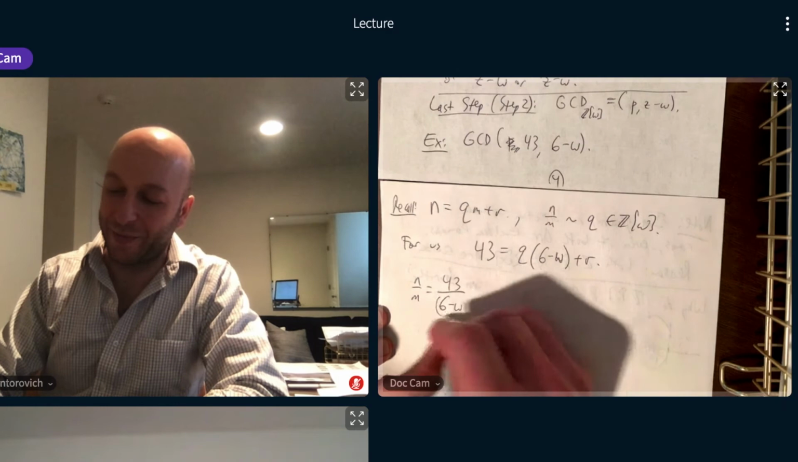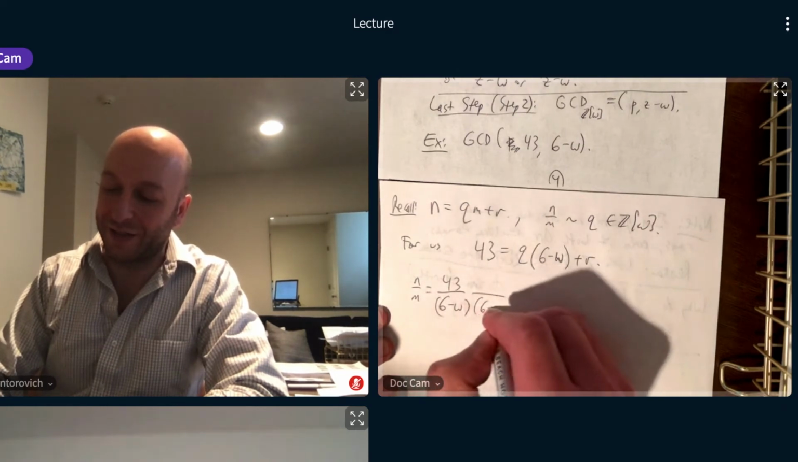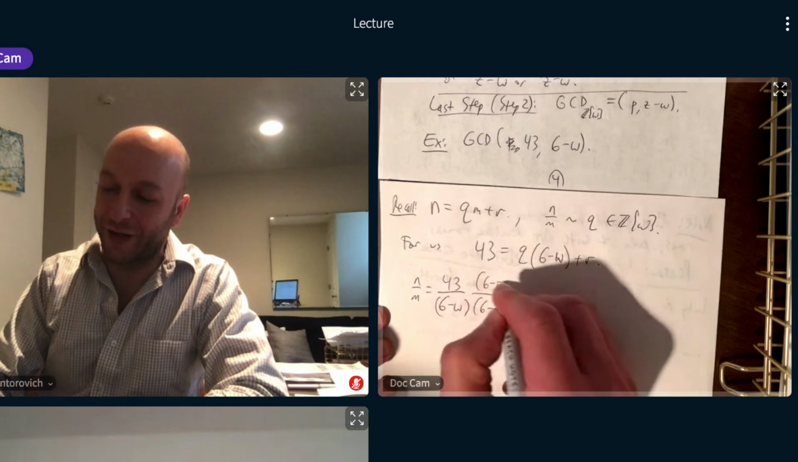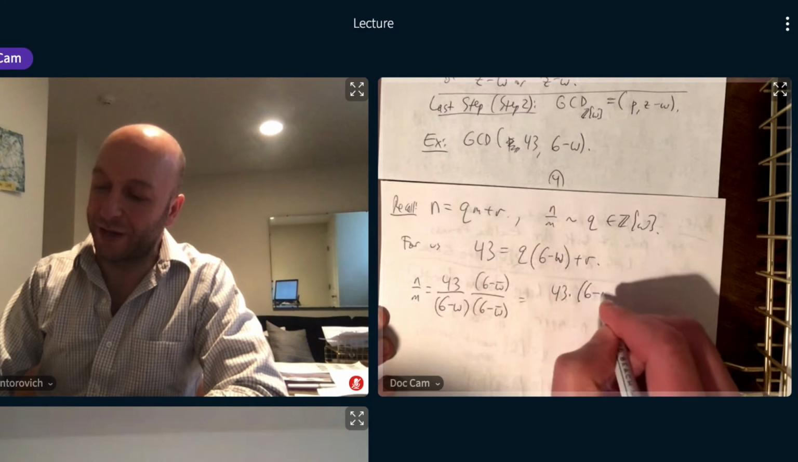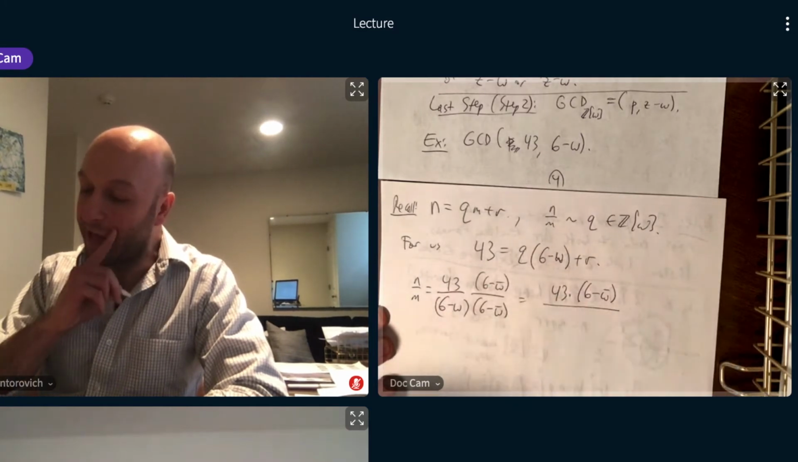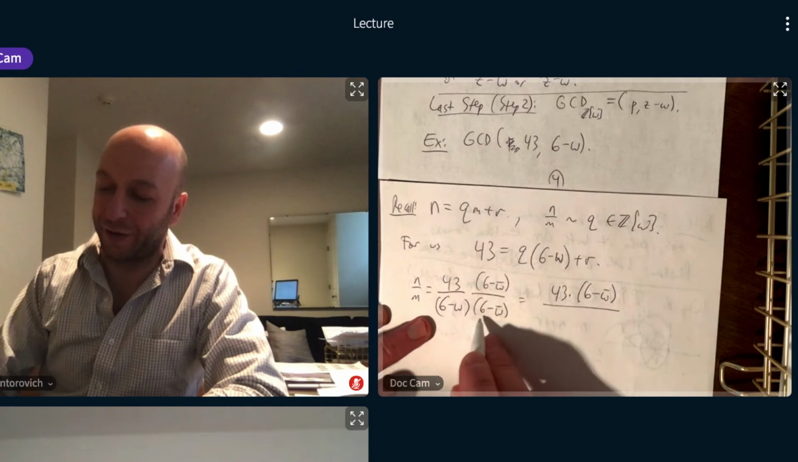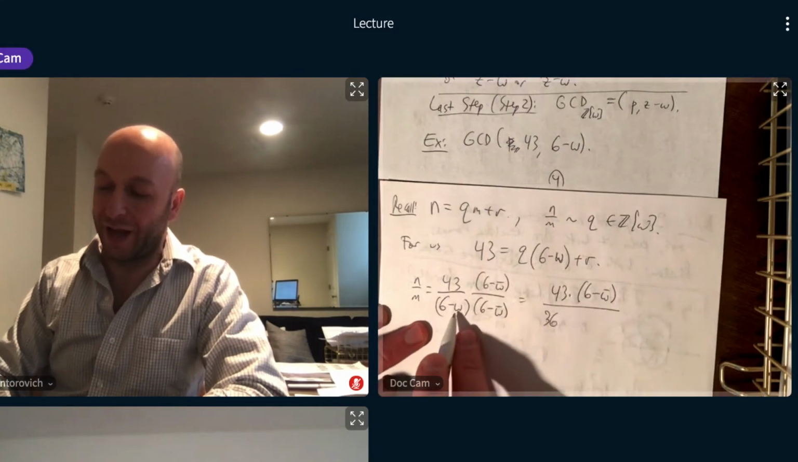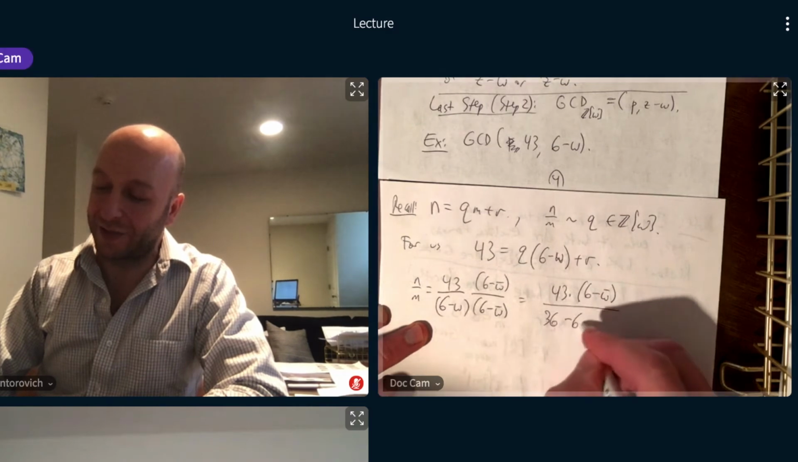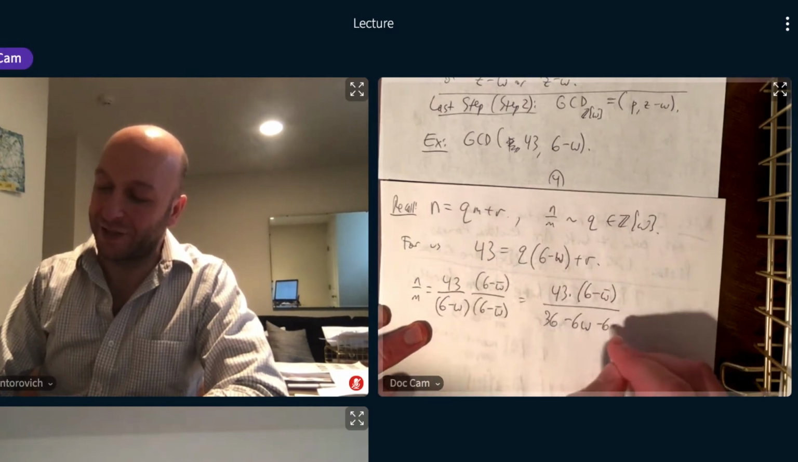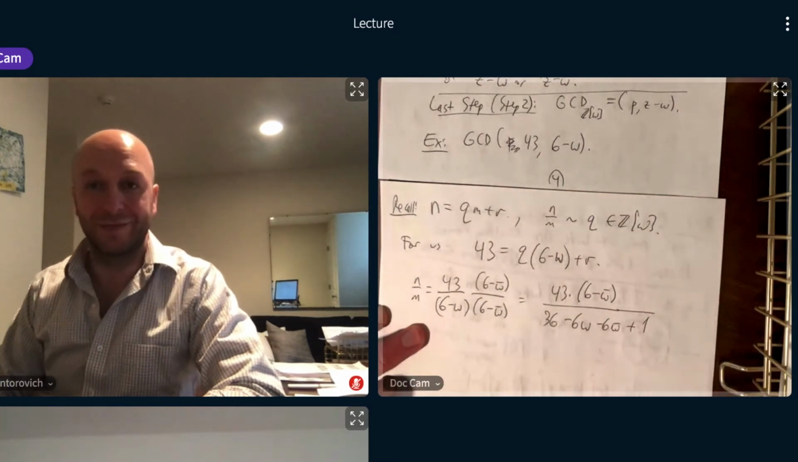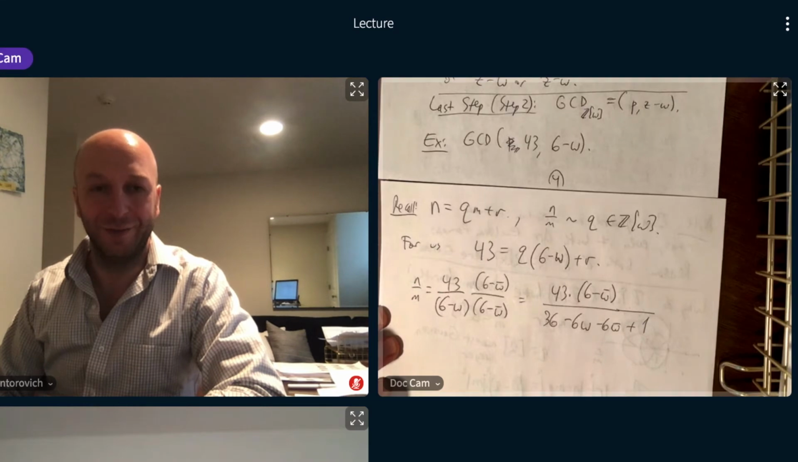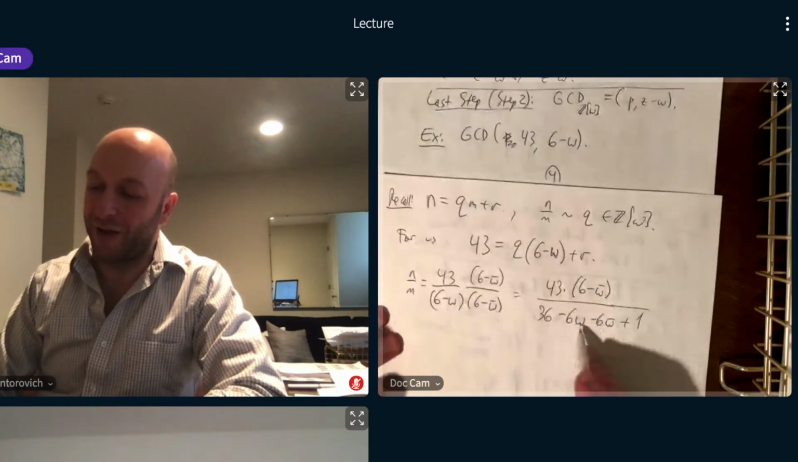Yep, multiply the top and bottom by the conjugate, 6 minus omega conjugate. So on top I get 43 times (6 minus omega bar). And on the bottom, this is 36, I have a minus 6 omega, I have a minus 6 omega bar, and a plus omega omega bar, which is 1. So far, so good? So this is minus 6 times (omega plus omega bar).